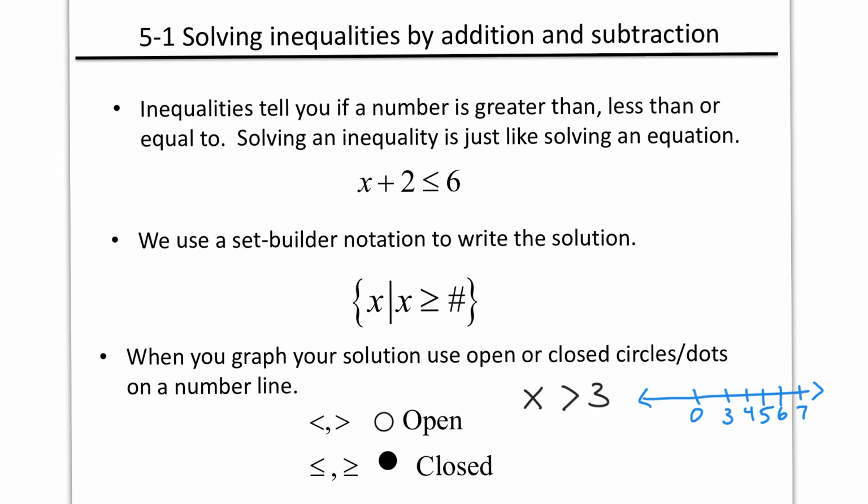So if we have x is less than or equal to 10, well, think about it. What numbers are less than 10? Well, 9, 8, 7, 6, 5, 4, 3, 2, 1, 0, negative numbers, negative 1, negative 2, negative 3, negative 4, all those negative numbers are less than 10. But it has that "or equal to" part.